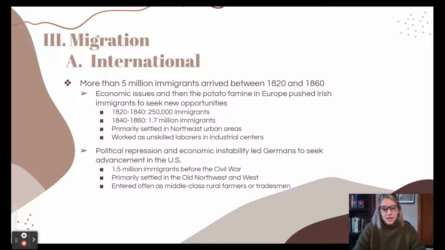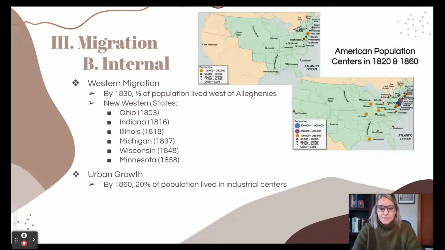So we see significant migration of Irish and Germans to the country in this period of 40 years for economic and political reasons primarily, but they are very different groups. The Irish are going to be primarily coming and living in northeast urban areas and working as unskilled laborers in factories and mills, whereas Germans are going to be more likely to live in rural areas as farmers, as tradesmen. They are going to be settling more in the Old Northwest and the Western areas. And so this is going to alter the landscape of the nation significantly.